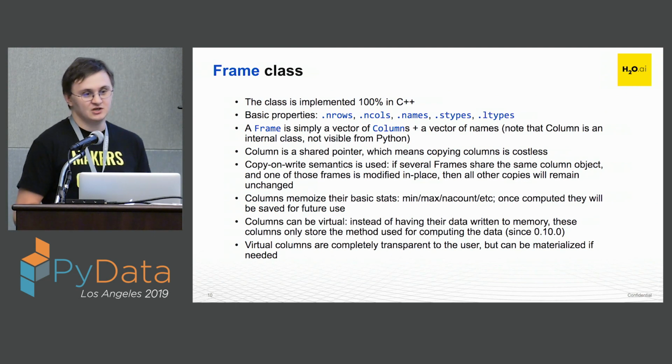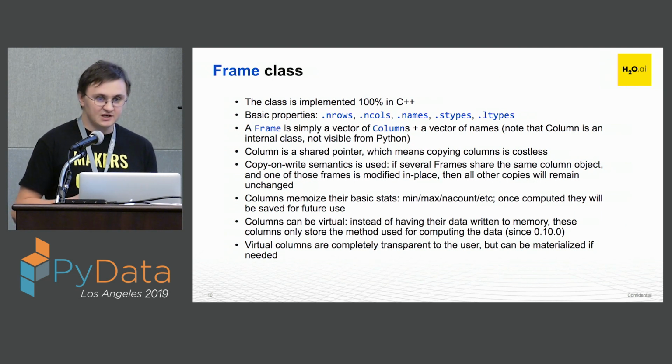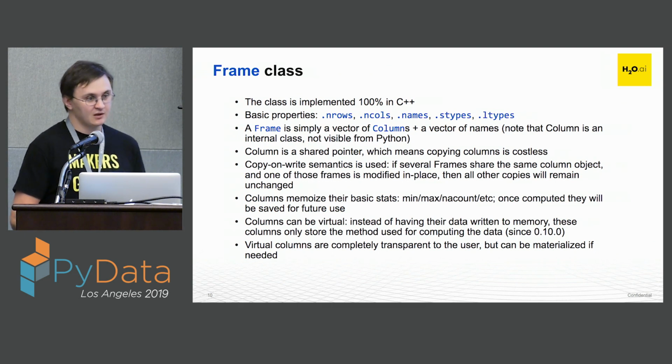So each column is a C++ object, and each column is a shared pointer. Shared pointer means that whenever we copy columns, we don't actually copy them, we just copy the pointer, and it means that it's basically a free operation. So selecting a subset of columns from a frame is a no-cost operation.